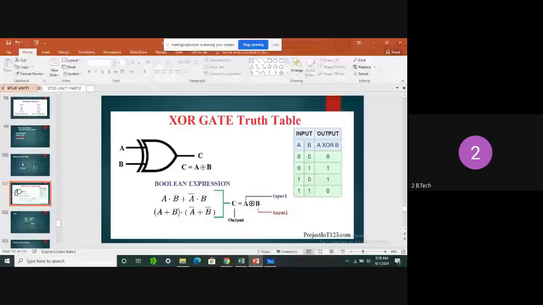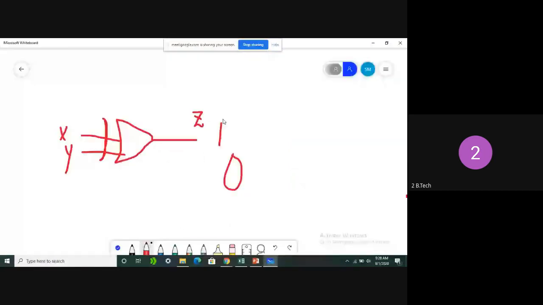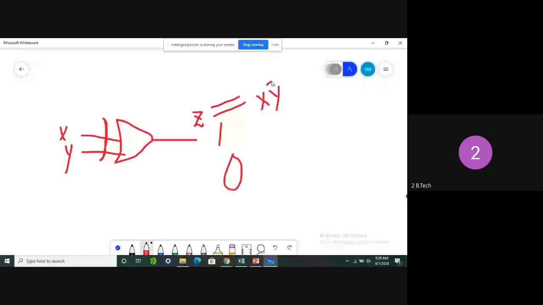See here, what is the relation between input and output? Here the output is Z, and how it is related to the input is, first of all we are going to take X into Y bar, X into Y bar plus X bar into Y. So this is the relation between how input and output are related.